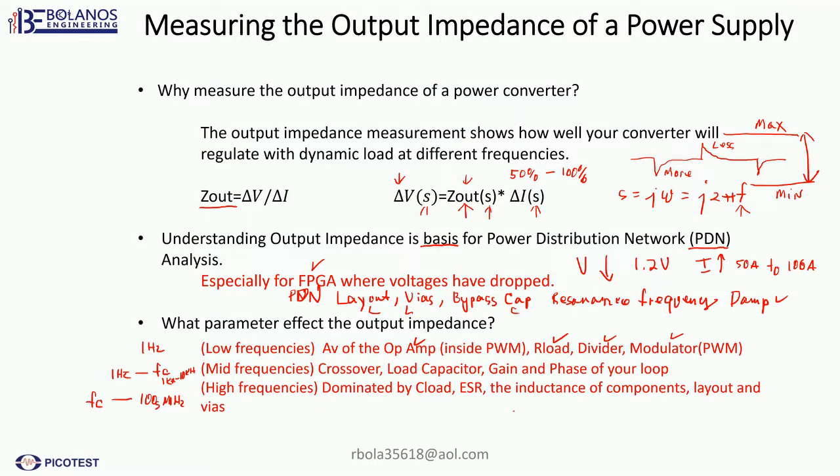At those frequencies, the impedance is going to be dominated by the capacitive load, the ESR, and then at very high frequency, in the hundreds of megahertz, you're going to have the inductance of the components. So you're going to have the parasitic inductance of your capacitive loads, and then there's some inductance associated with the layout and also with the vias. So those all come into play, and I have a simulation that kind of shows that.